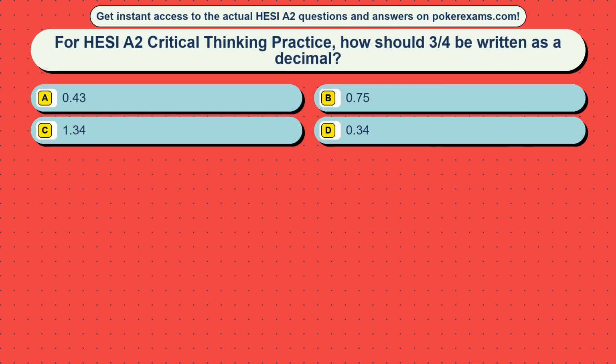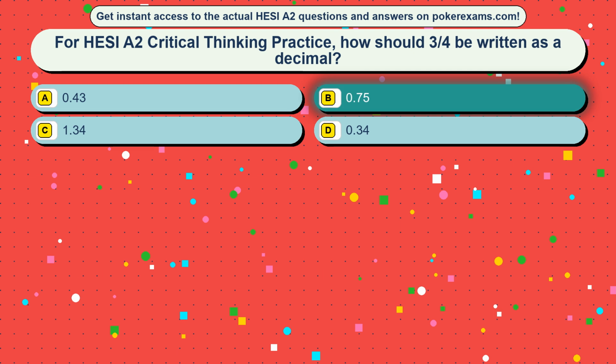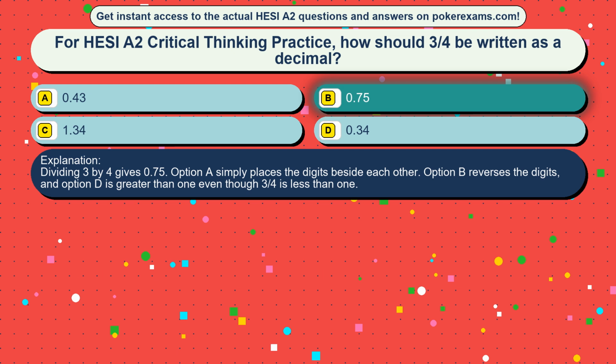Question 42. For HESI A2 critical thinking practice, how should 3/4 be written as a decimal? Option A 0.43, option B 0.75, option C 1.34. Option D 0.34. The correct answer is option B, 0.75. Dividing 3 by 4 gives 0.75. Option A simply places the digits beside each other. Option D reverses the digits, and option C is greater than 1 even though 3/4 is less than 1.